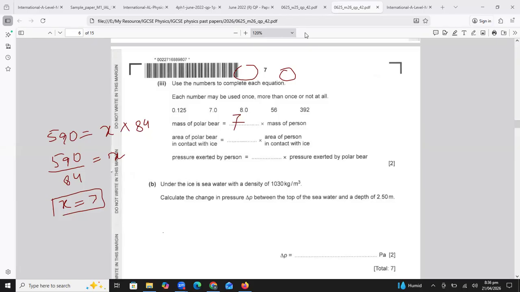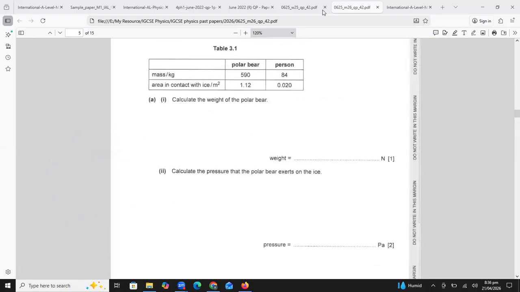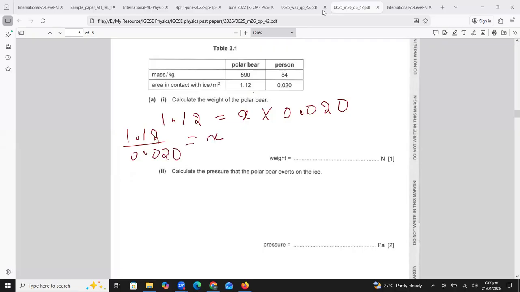Area of polar bear in contact with the ice is equals to x times area of person in contact with the ice. So again, we have to use the same strategy to find this question, beta. So what we will do, we have to find how many times greater area of contact the polar bear is making with the ice. Polar bear contact of ice is 1.12 is equals to x times person contact of area is 0.020. So 1.12 divided by 0.020. So what are we getting, students?